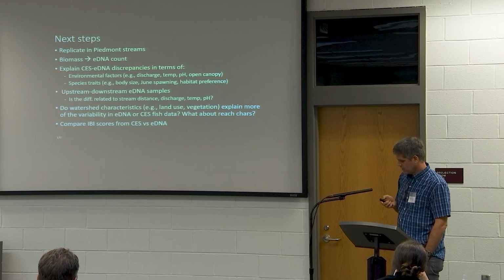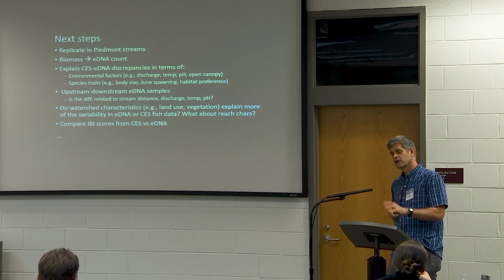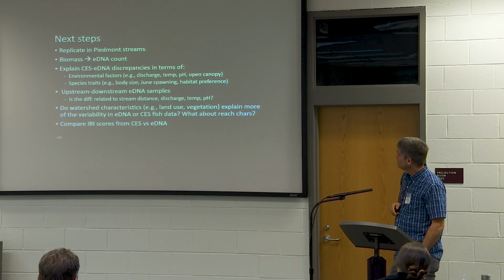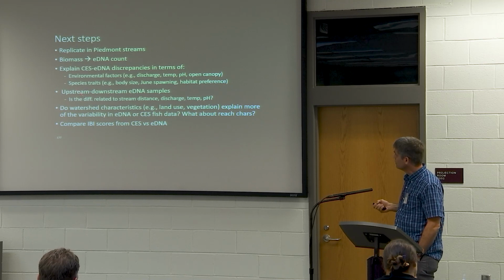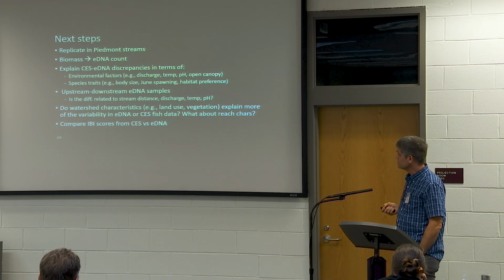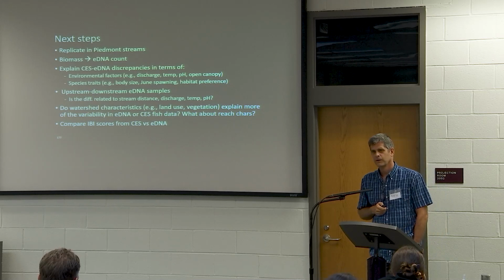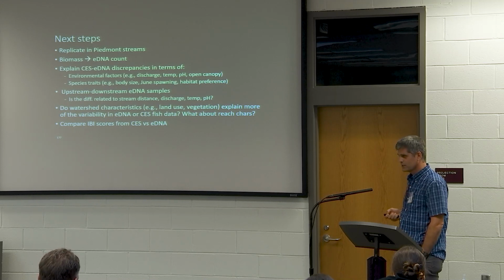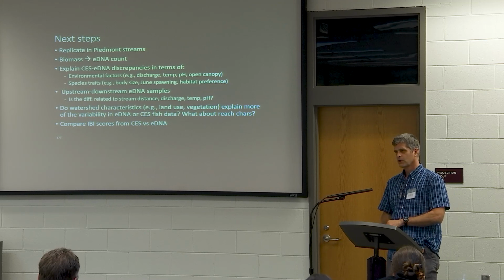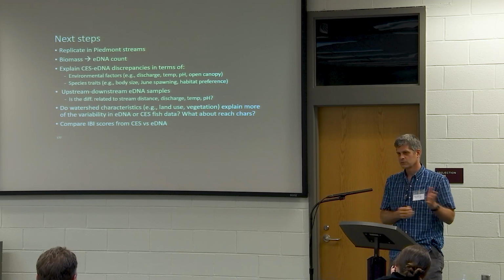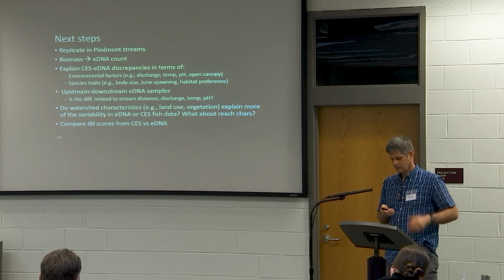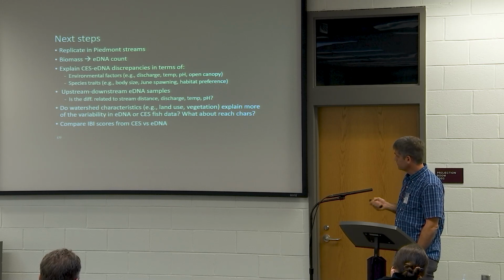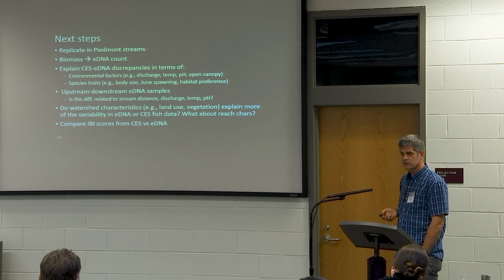I want to check biomass, not just the number of fish that we caught with the electrofisher, and see how biomass relates to the eDNA counts. And again, I already mentioned looking at the effects of some environmental factors and species traits on that correlation between eDNA and electrofishing. We also collected those upstream and downstream eDNA samples. I'd like to use those to get a feel for whether these counts are changing as we go from upstream to downstream, in relation to what the electrofisher says is in a site. And maybe I'll compute some IBI scores from both methods and see how they compare.